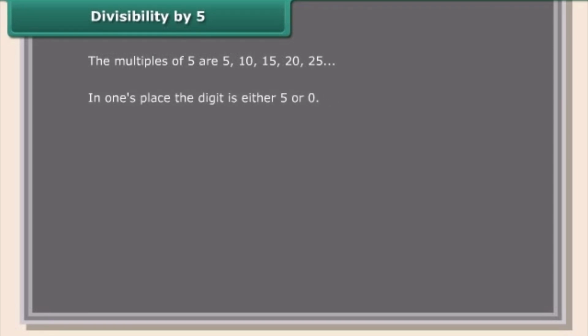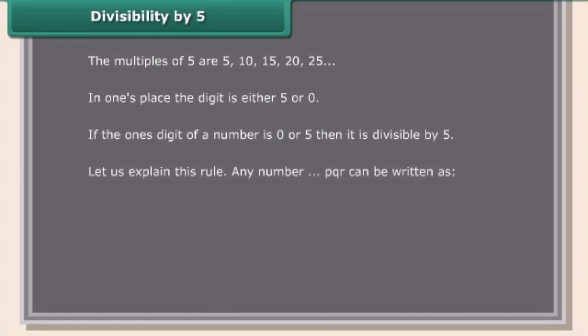Divisibility by 5. The multiples of 5 are 5, 10, 15, 20, 25 and so on. In the ones place, the digit is either 5 or 0. If the ones digit of a number is 0 or 5, then it is divisible by 5. Let us explain this rule.